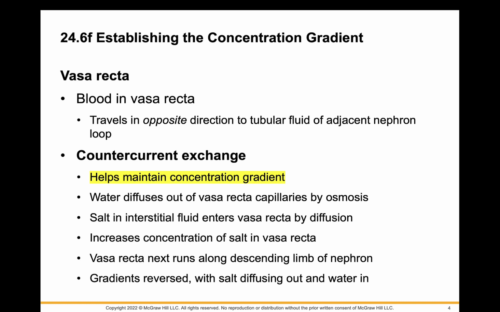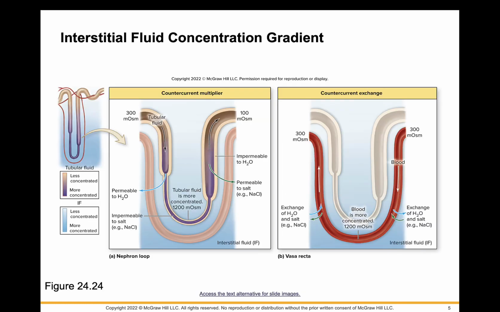So now the exchange is happening between the vasa recta and the interstitial fluid. Now, water will diffuse out of the vasa recta capillaries by osmosis. Salt in the interstitial fluid will enter the vasa recta by diffusion. This increases the concentration of salt within the vasa recta. Now, the vasa recta next runs along the descending limb of the nephron loop, and the gradients are reversed, with salt diffusing out and water in. So now let's take a look at an image that is showing us this mechanism.